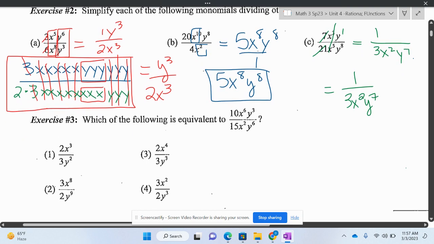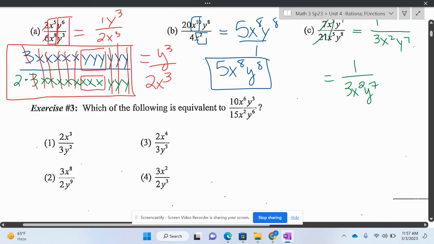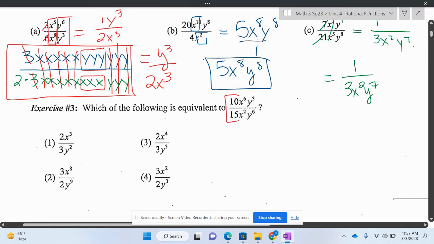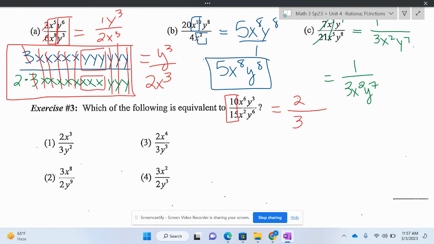So let's look at this next one. Let's simplify the constants first. So 10 over 15 reduces to what? 2/3. Good job. Are there more powers of x in the numerator or in the denominator? How many more? So x to the 4th right there. Are there more powers of y in the numerator or the denominator? How many more? There you go. So what's my answer? Number 3.